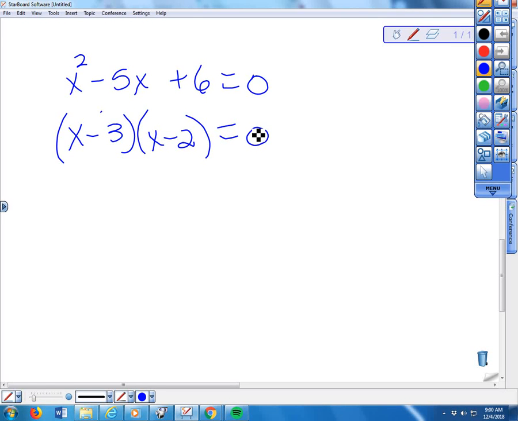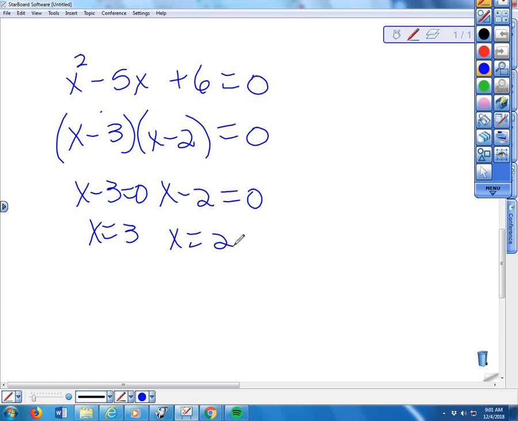Okay, the question said to solve, not just factor. So once you get it factored, then you set each factor equal to 0 and solve. So your answers are 3 and 2. Okay. Number 2.